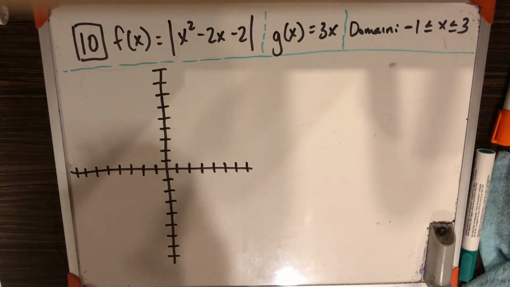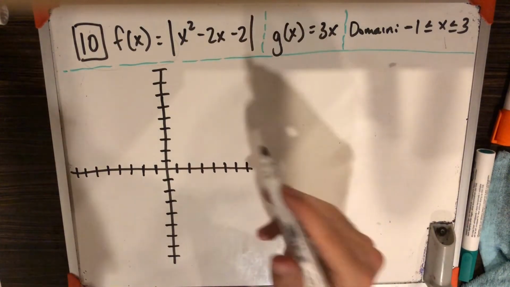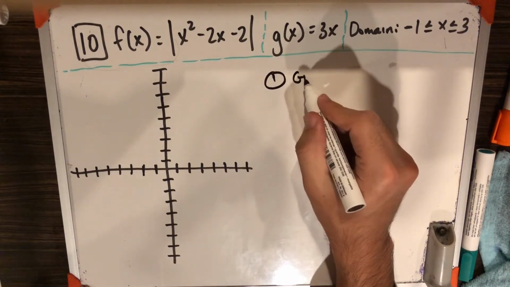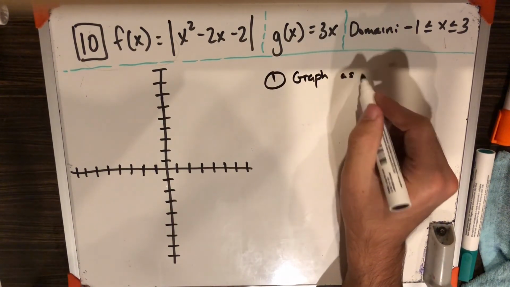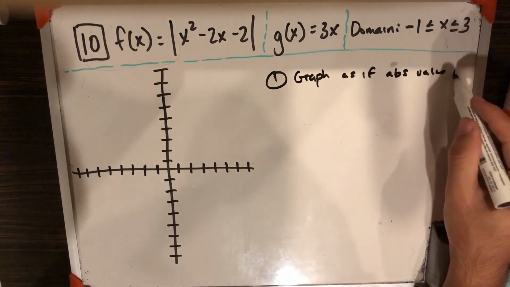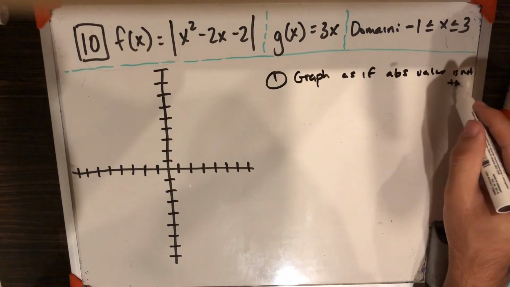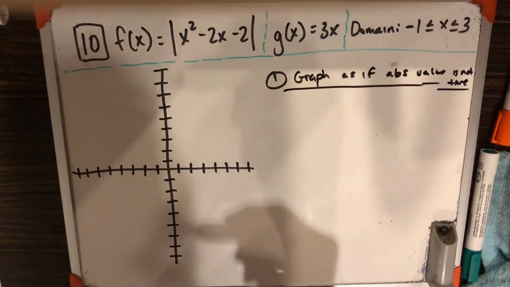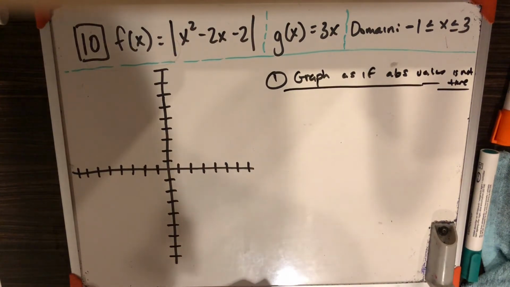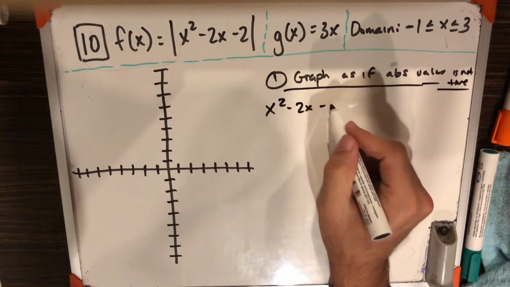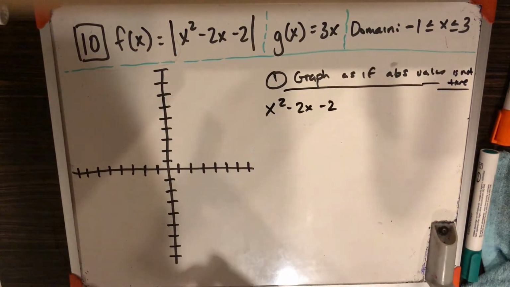All right. So the first thing I'm going to do is graph f of x first, right? Again, you know your rule. I need to graph as if absolute value is not there. So, what do we need first? Again, I'm graphing x squared minus 2x minus 2 as if it's not under the absolute value.